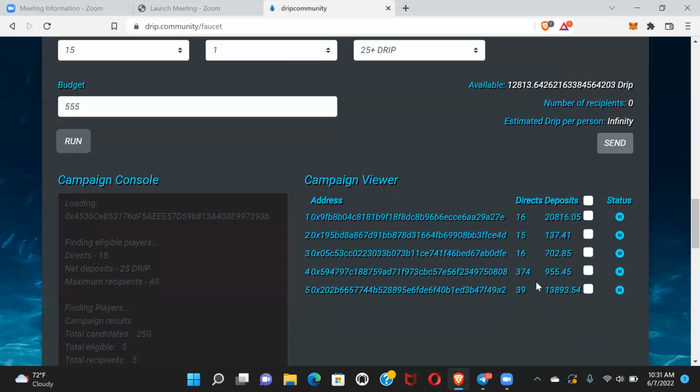So yeah, this person right here deserves it. Look at that, 374 directs, and they have 955 deposited. Actually, no, hold on a minute. You're going to get more than that because this is actually my other wallet. So there's four people that are going to get $1,250. So again, congratulations to you four.